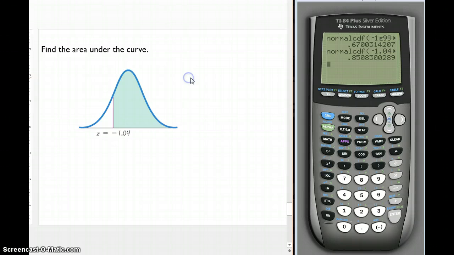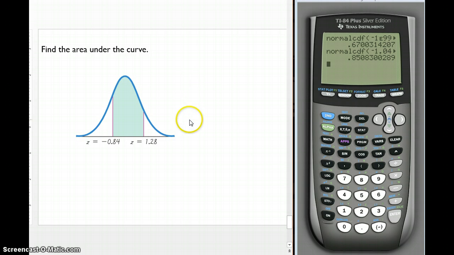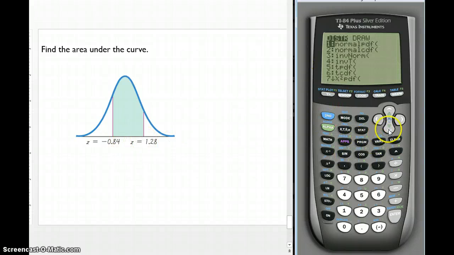Okay, and now there's one more problem as well. This problem is different because we have two specified bounds, two z-scores that correspond to those two points. If I want to calculate the area of that, again, go to normal CDF. The lower bound here is negative 0.84, so let me put negative 0.84. My upper bound for this problem is 1.28.